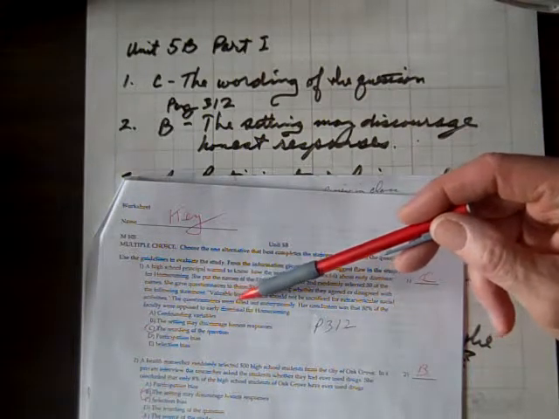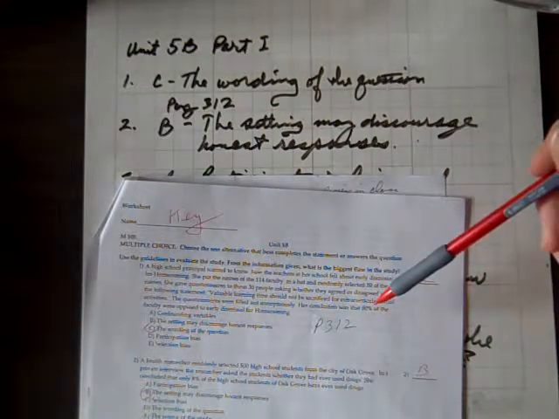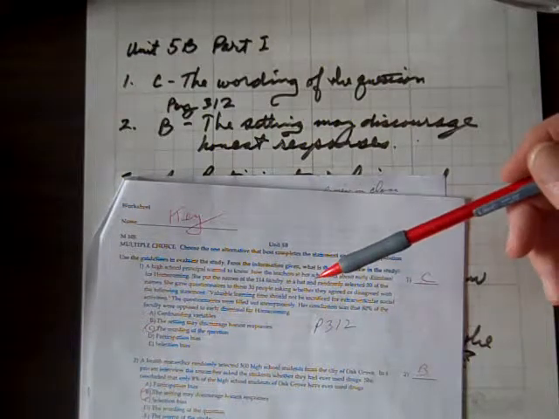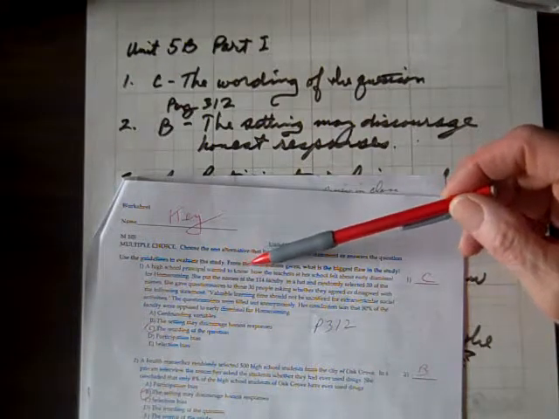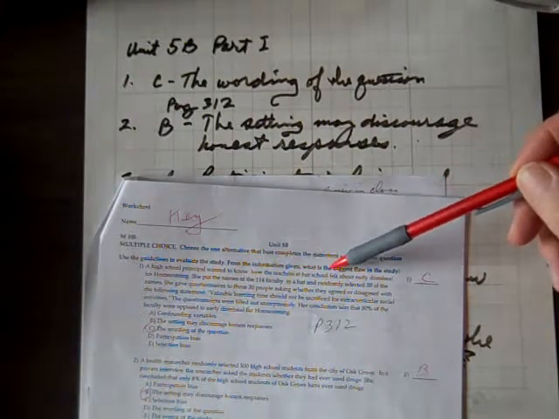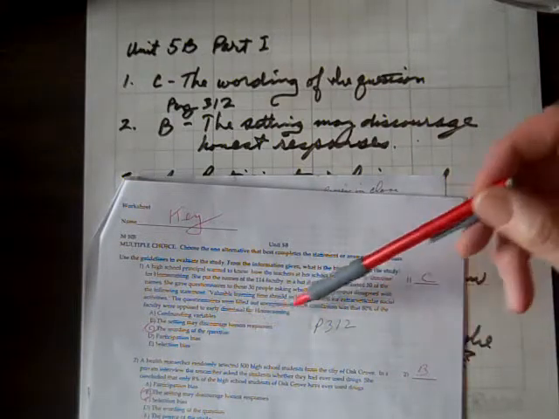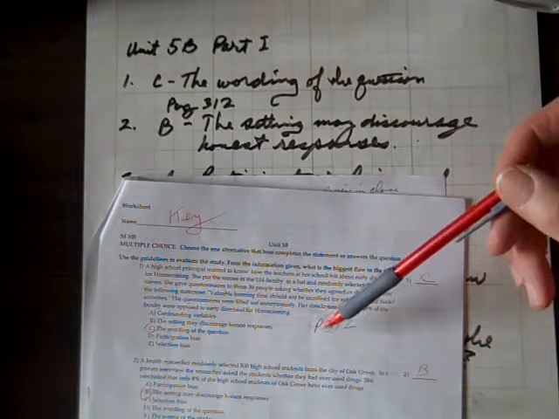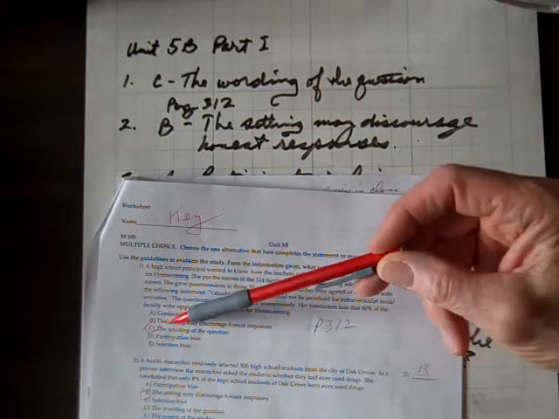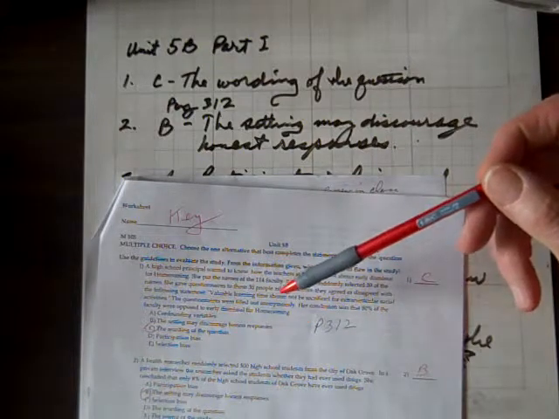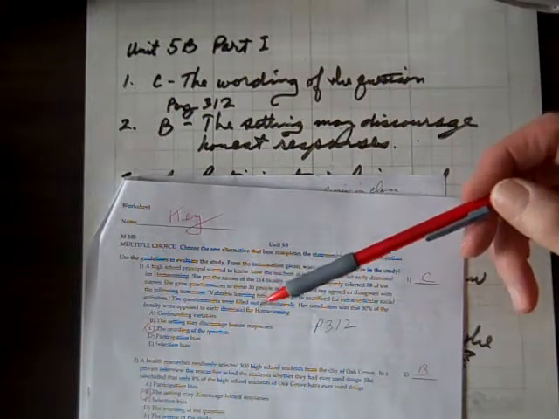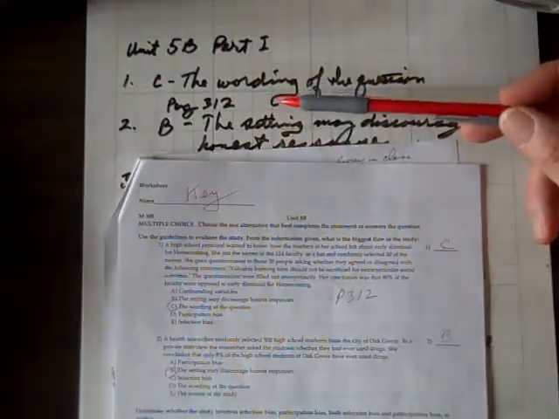The questionnaires were filled out anonymously. Her conclusion was that 80% of the faculty were opposed to early dismissal for homecoming. Now, we're supposed to use the guidelines to evaluate the study from the information given. What's the biggest flaw? Well, please go to page 312 to see those guidelines. And the wording of the question's problematic. She voiced an opinion in the way she worded the question, so that's the problem. So that's choice C.